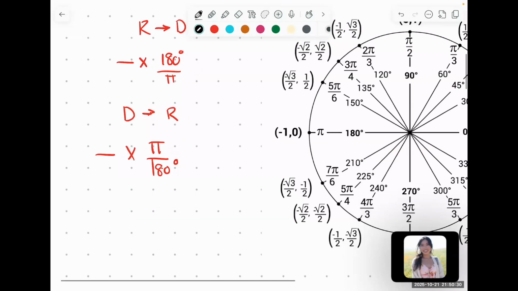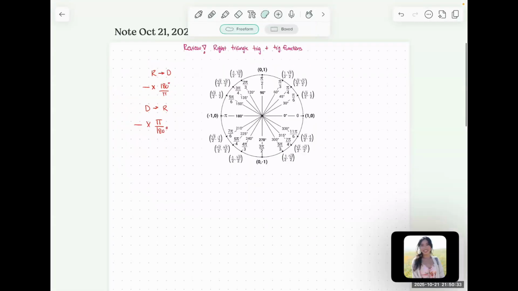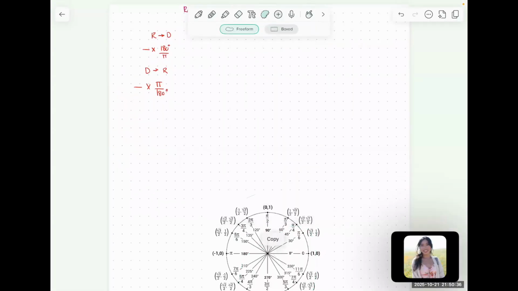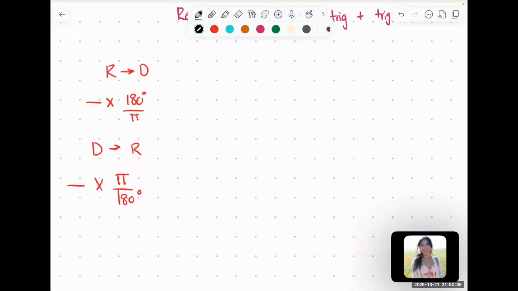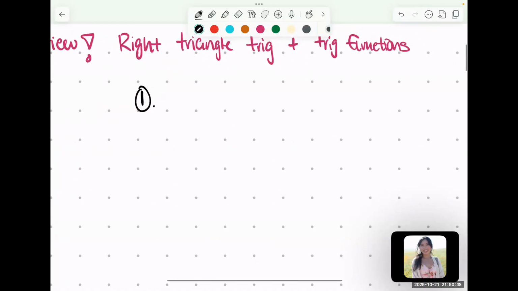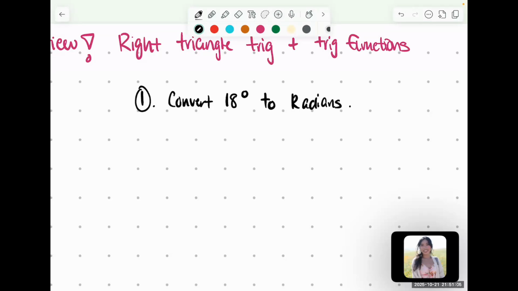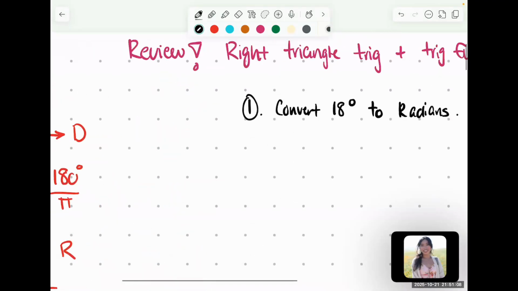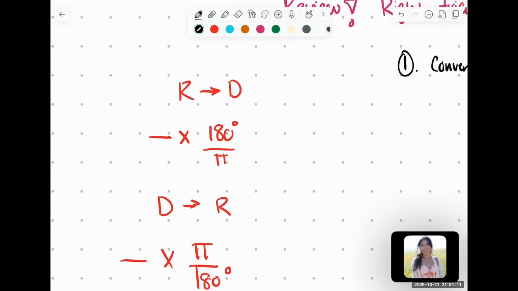Okay, so I'm going to move this really quickly. We're just going to move this down here so it's not confusing. Okay, let's just do number one. We want to convert 18 degrees to radians. So all we're going to do is go over here, degrees to radians. That's this one.